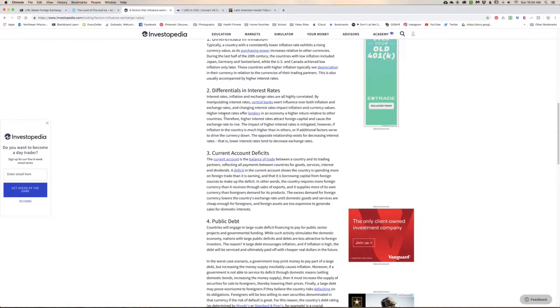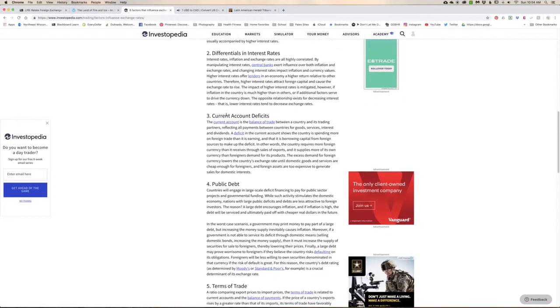So higher interest rates offer lenders in an economy a higher return relative to other countries. Therefore, higher interest rates attract foreign capital and cause exchange rates to rise. So the higher the interest rate, the higher the value of your currency tends to be. Now, as borrowers, we don't like high interest rates. So there's winners and losers in this discussion.